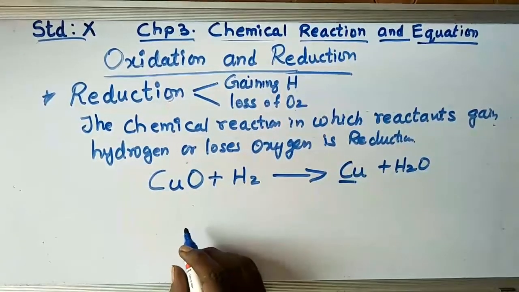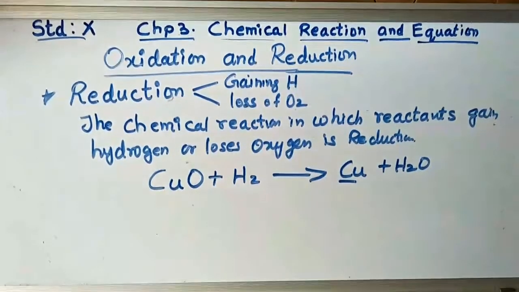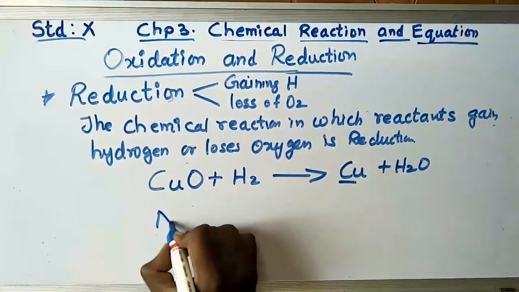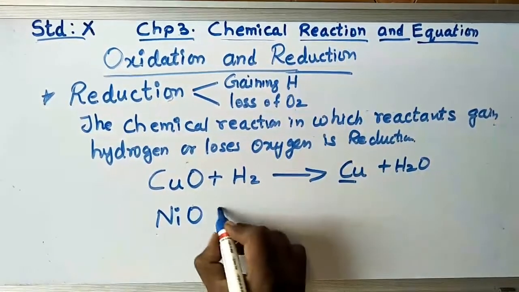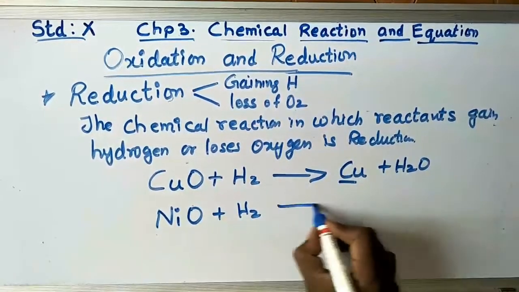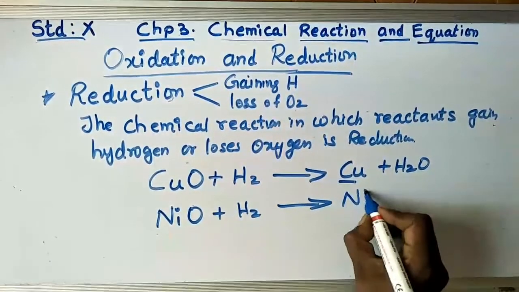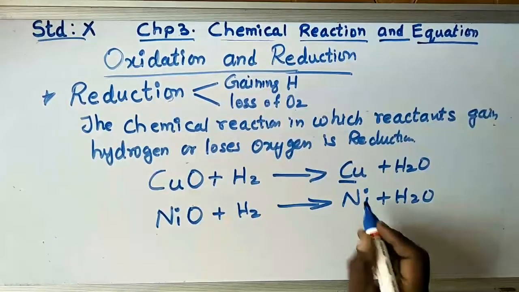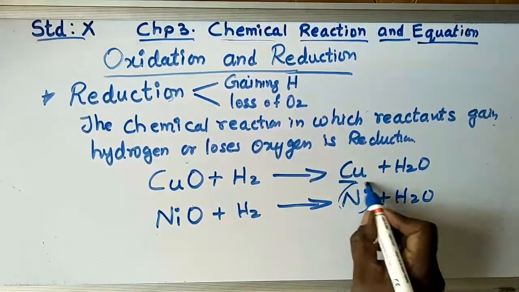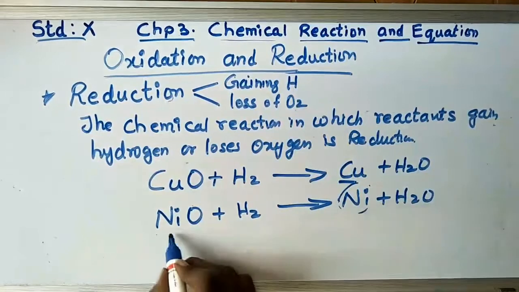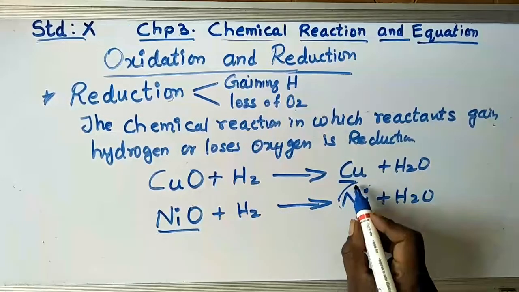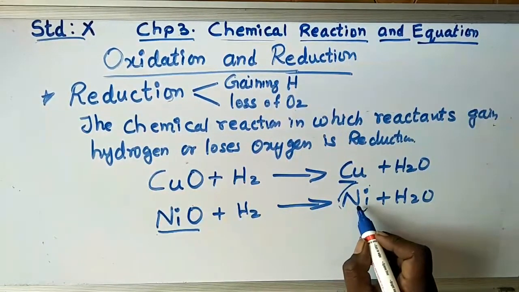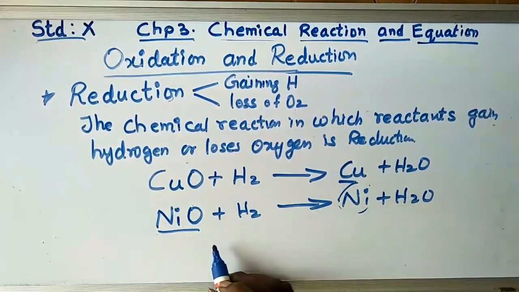Let's take one more example of reduction. Nickel oxide plus hydrogen gives nickel plus H2O. That means here also there is a loss of oxygen on the product side. Here nickel is having oxygen, but here nickel is not having oxygen. That means there is a loss of oxygen on the product side for the nickel. So this is also called reduction.